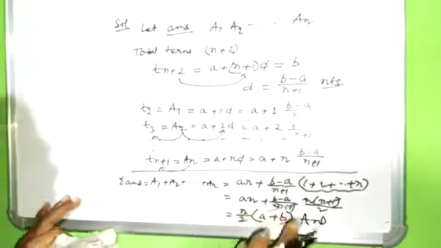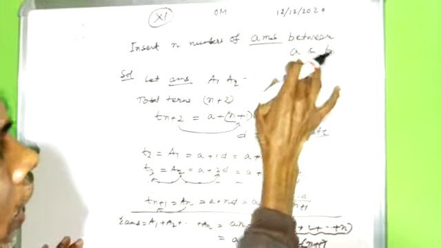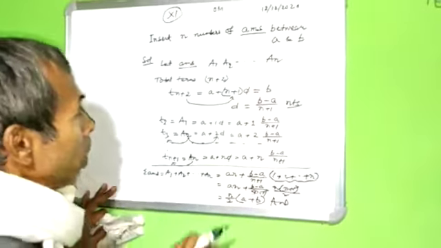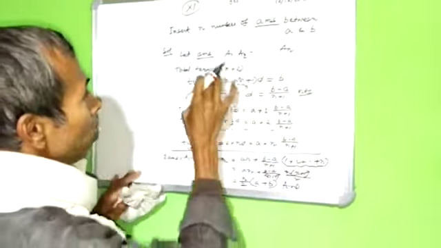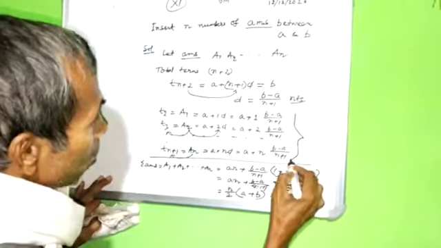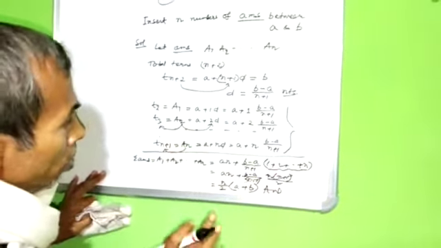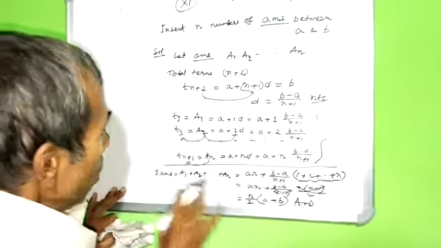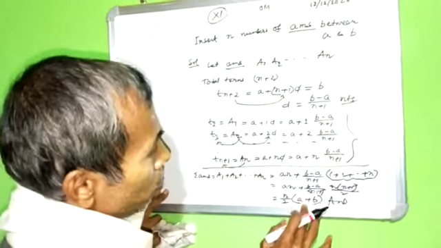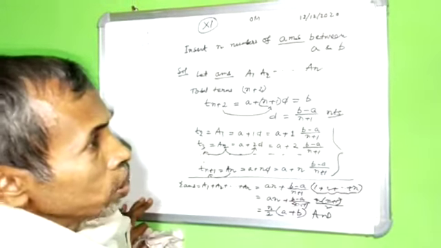Question again: insert N numbers of arithmetic means between A and B. B is the last term, A is the first term, and find the sum of arithmetic means. These are the arithmetic means A1, A2, ..., AN, and the summation of arithmetic means equals N by 2 into (A plus B).